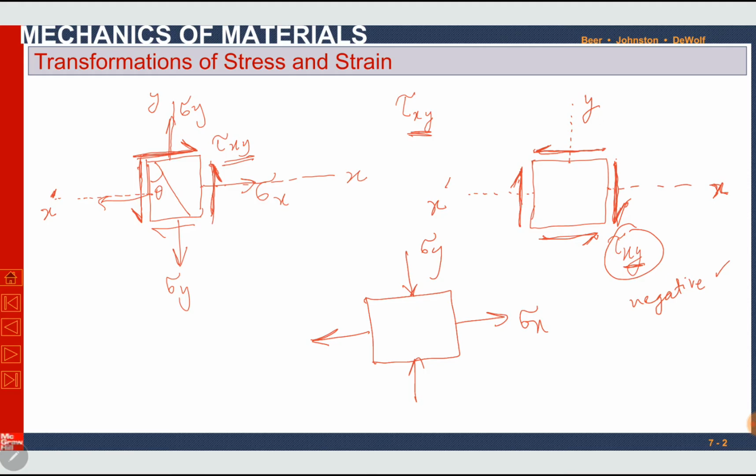Now we will discuss how we can find maximum stress, at which plane stress will be maximum, or if we are given theta angle at that specific plane, what will be the value of sigma x, sigma y and tau xy. So in the transformed coordinate system we will find stresses and strains.